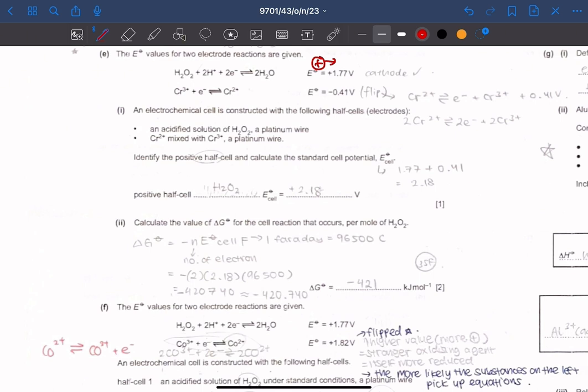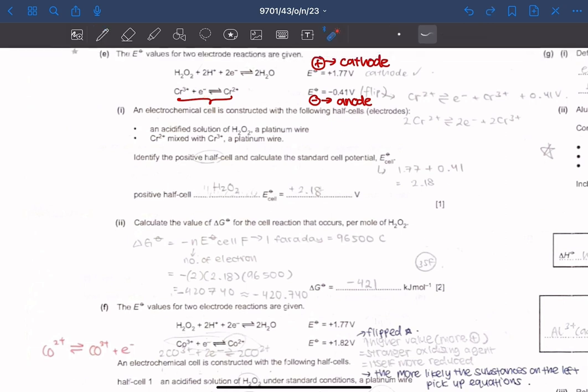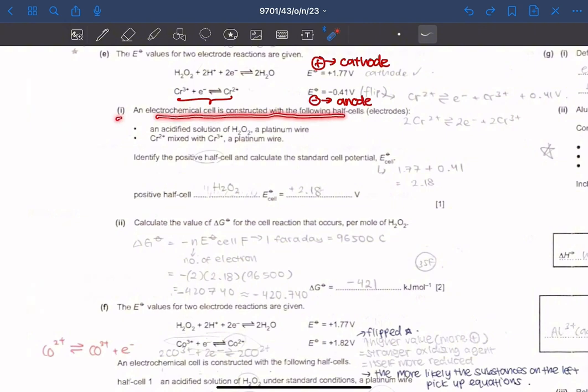So this shows that the more positive the E0, we could assume that it is the cathode, and the less positive one, we can assume that it is the anode, and we should flip this equation because the electrons, as you can see, are on the reactant side. We should make it the product side so that it can balance out with this. I. An electrochemical cell is constructed with the following half cell electrodes: an acidified solution of H2O2, a platinum wire, Cr2+ mixed with Cr3+, a platinum wire. Identify the positive half cell.